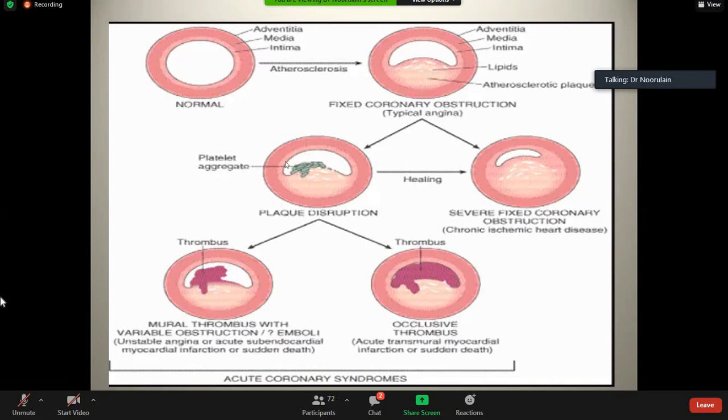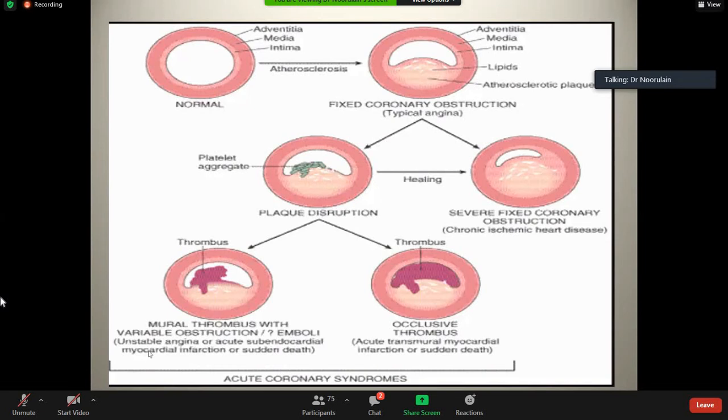If there is a rupture or injury to the endothelial surface, it can cause platelet aggregation. And if there is healing, there is a more decreased lumen diameter of the artery due to the platelet aggregation. Severe fixed coronary obstruction leads to chronic ischemic heart disease. If there is plaque disruption, thrombosis, mural thrombus with variable obstruction or emboli, it can lead to unstable angina.